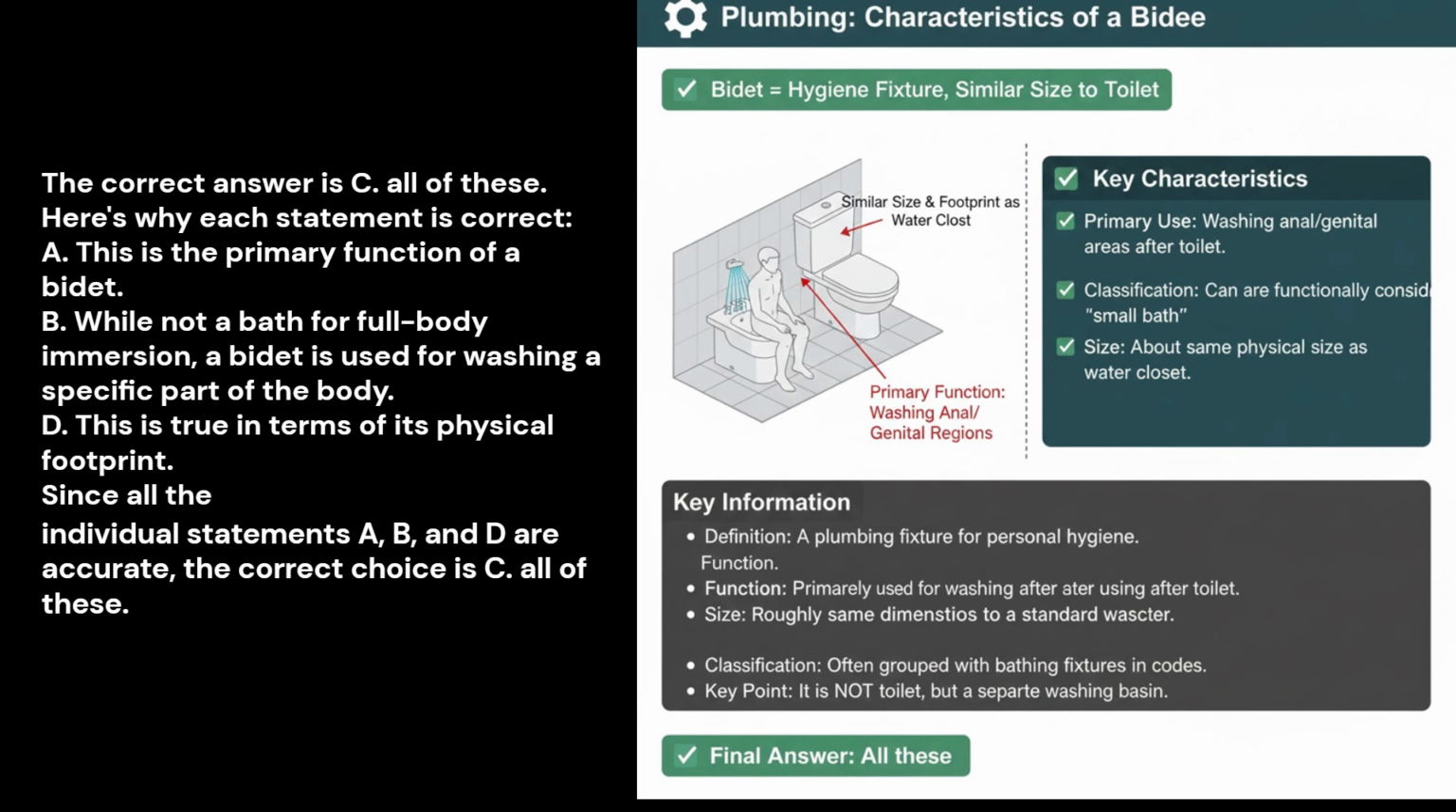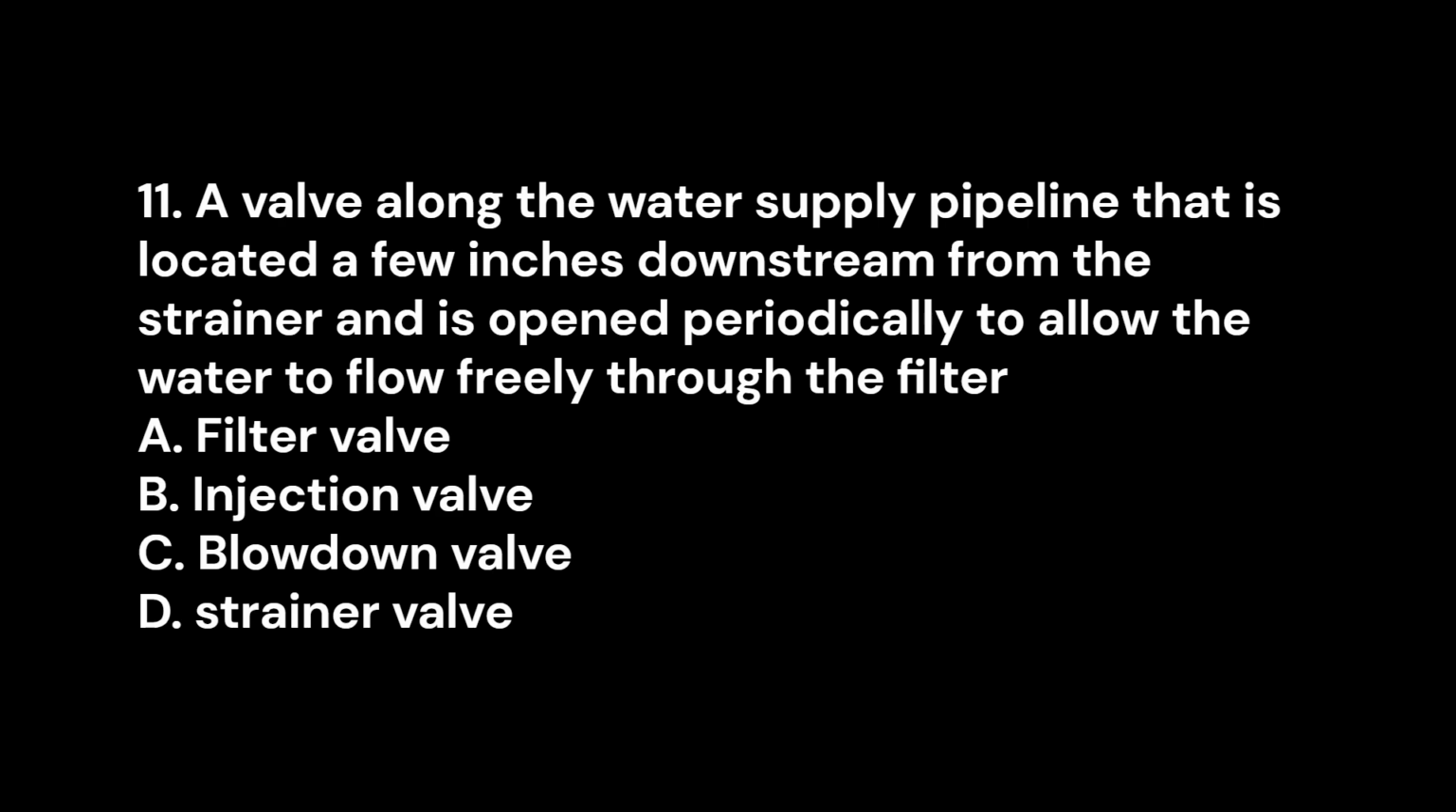D. Is about the same size as a water closet. This is true in terms of its physical footprint. Bidets are typically designed to be installed next to a toilet and are very similar in size and shape, which allows them to fit in the same rough-in space. Since all the individual statements A, B, and D are accurate, the correct choice is C. All of these.